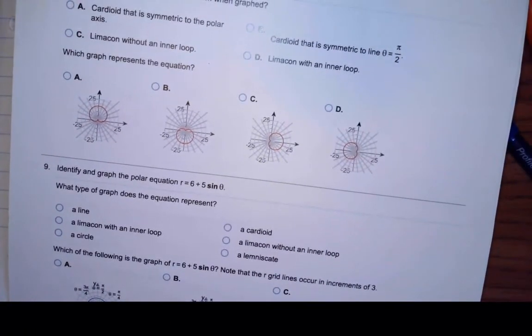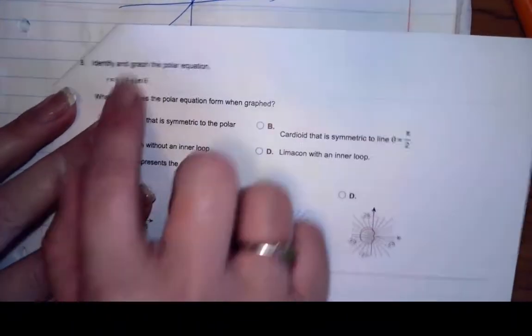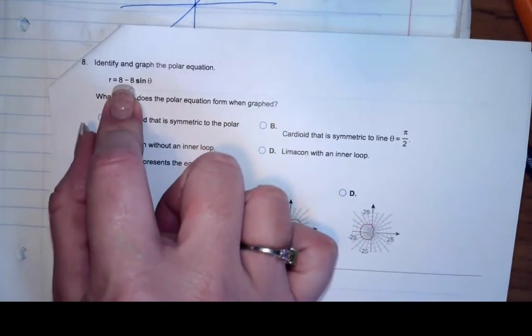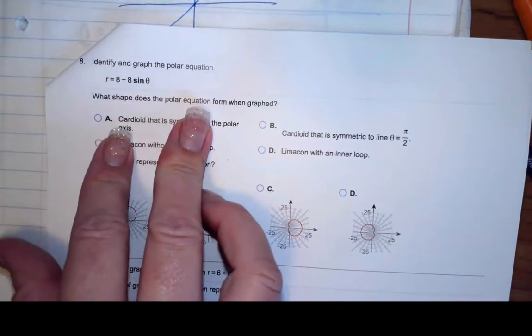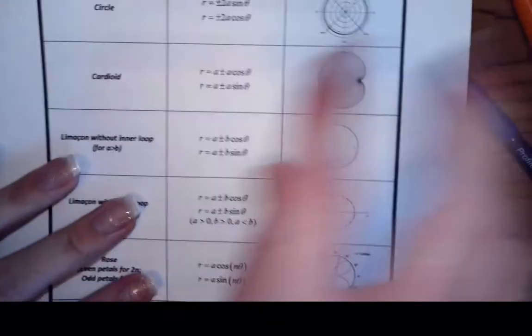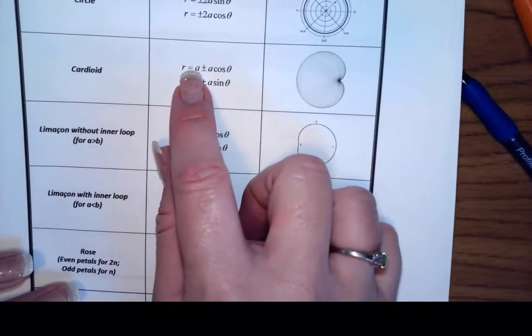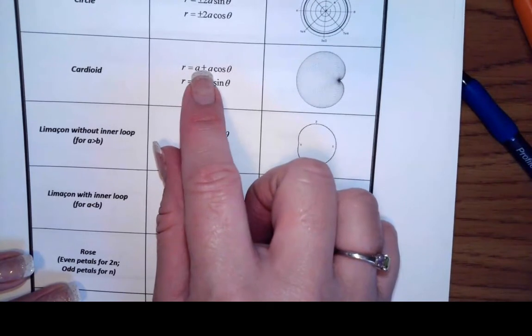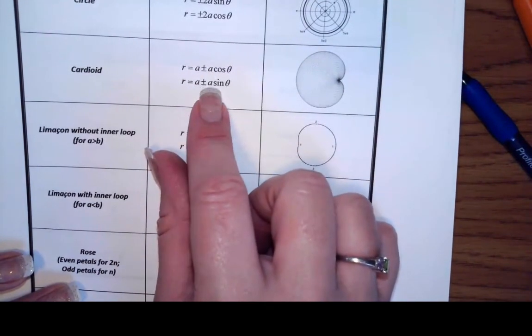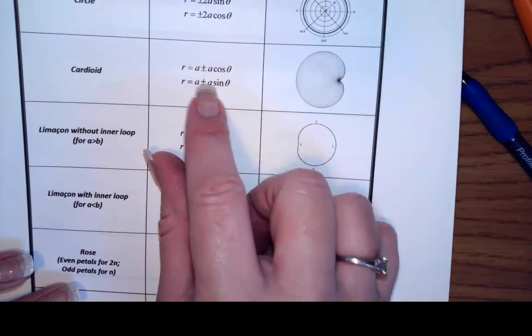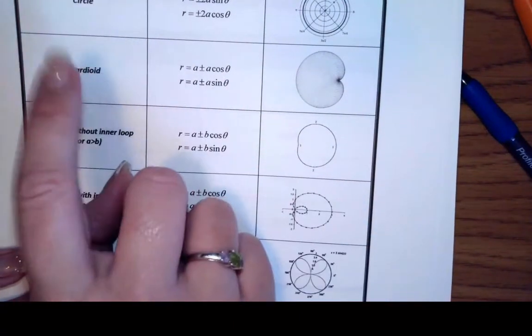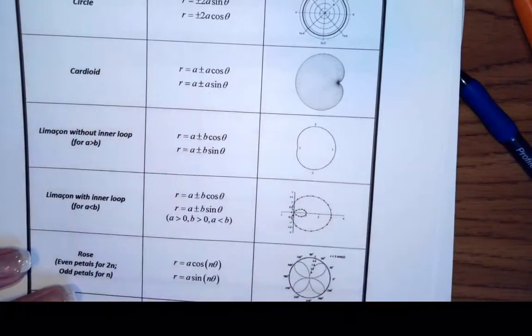Because the rest of them you're literally just going to pick and choose. All right, so I've got r equals 8 minus 8 sine theta. So I want to look at my pretty pictures, and I need my constant and my coefficient to match. So I've got 8 minus 8 sine theta, and that's going to make a cardioid.